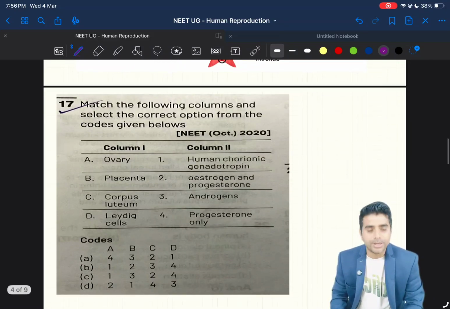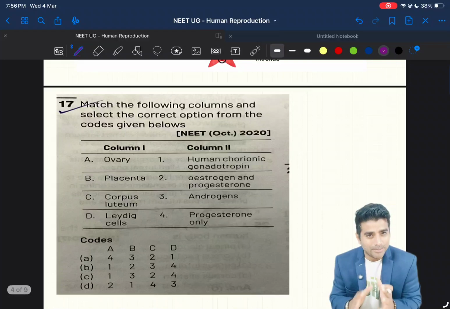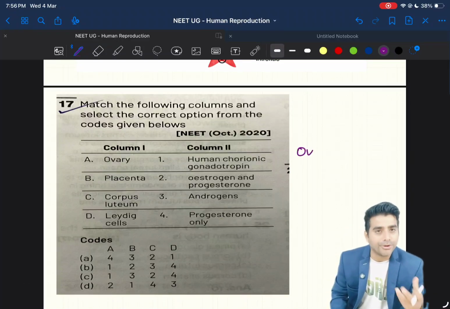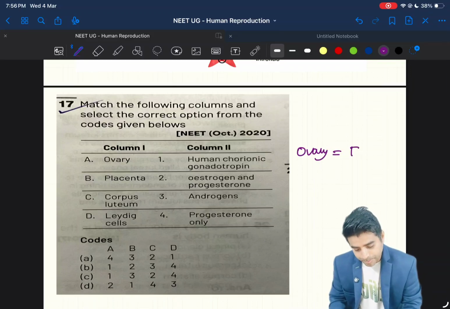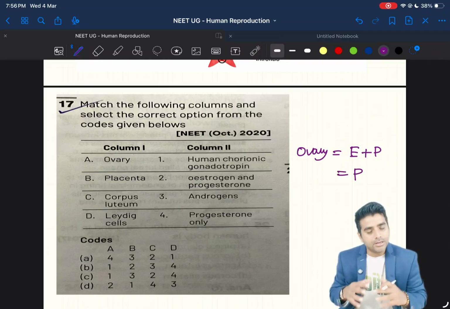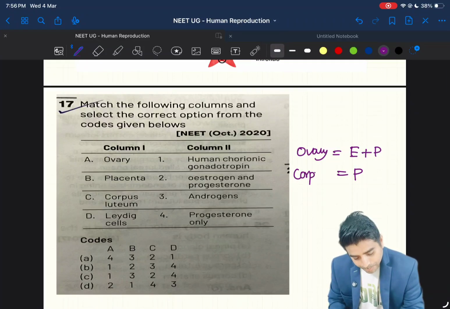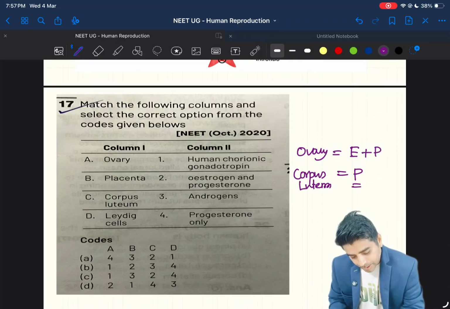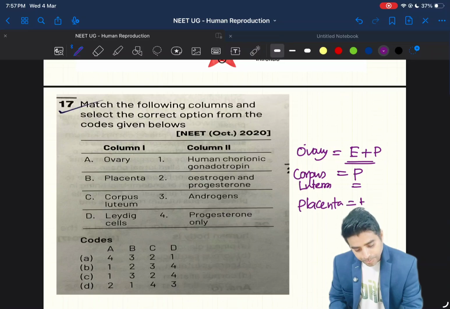And the third MCQ, a very, very important MCQ, you need to understand some hormonal production, which organ actually produces which hormone. It is very, very important. Remember, ovary produces estrogen and progesterone. Only progesterone is by corpus luteum. So corpus luteum, only progesterone. Both estrogen and progesterone by ovary.